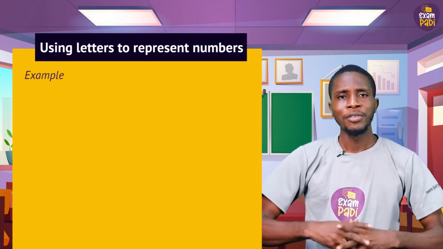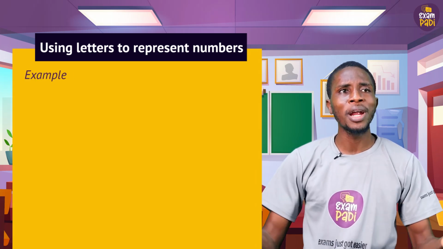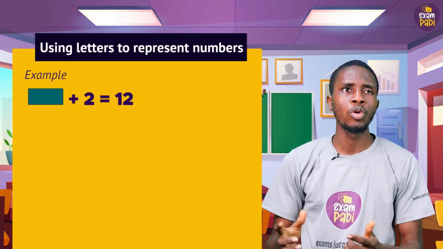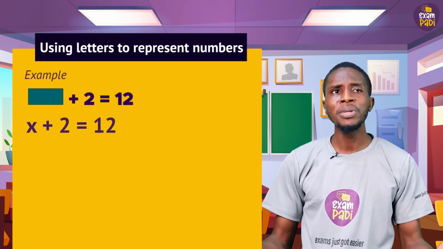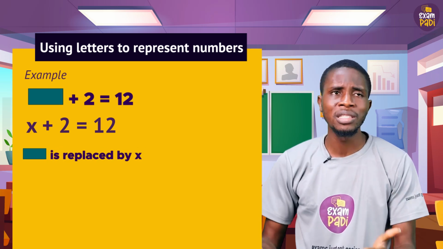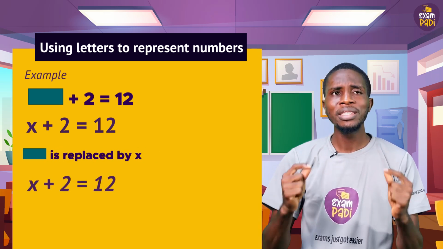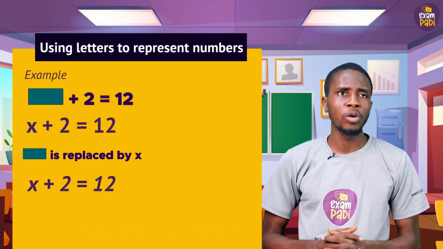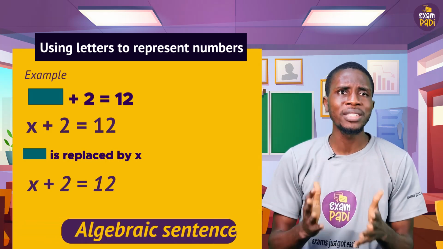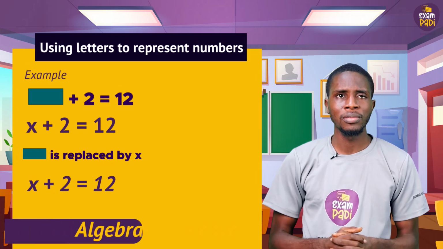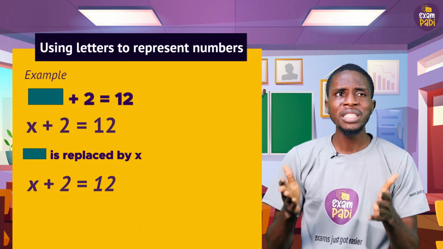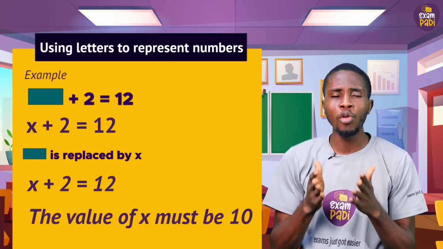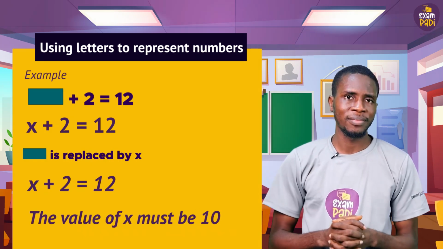So how do we use letters to represent numbers? For example, instead of writing box plus 2 equals 12, we could write x plus 2 equals 12. This means that box is replaced by x. The statement x plus 2 equals 12 is called an algebraic sentence or equation. It means x plus 2 equals 12. Thus, for the statement to be true, the value of x must be 10.